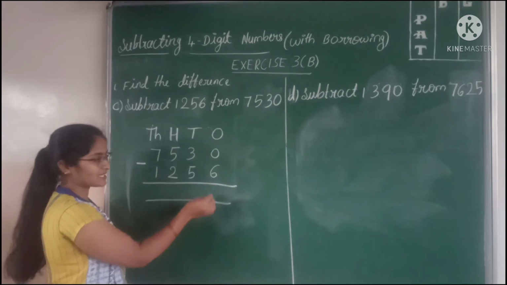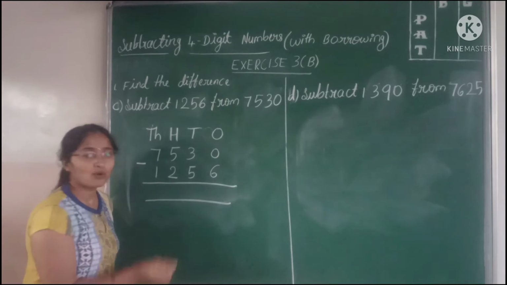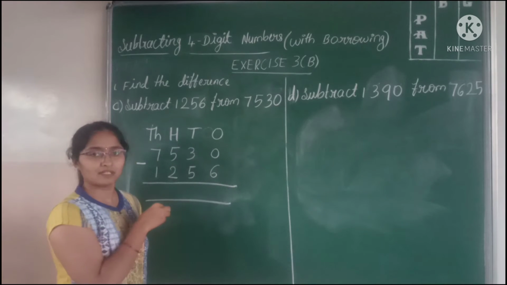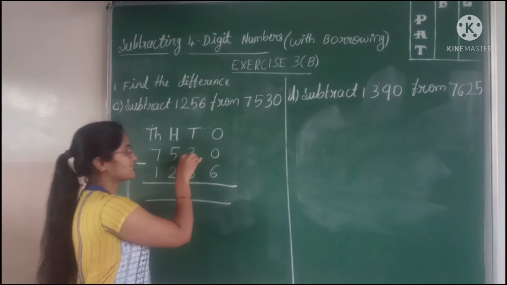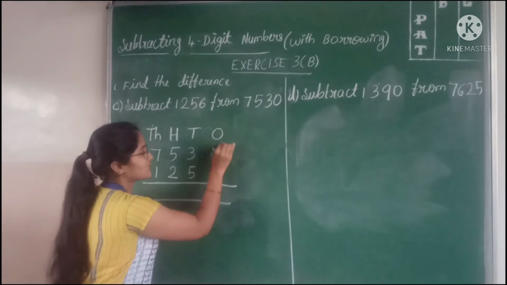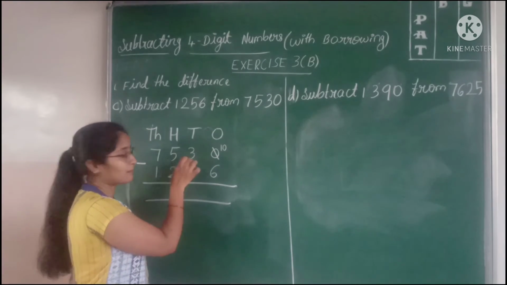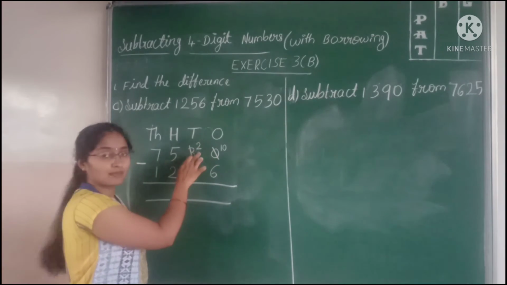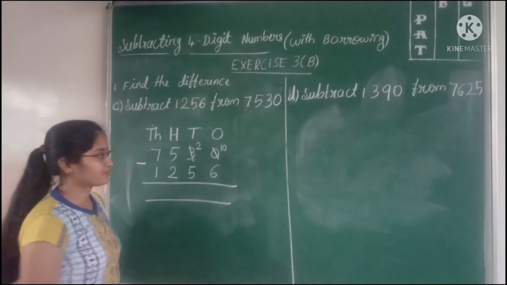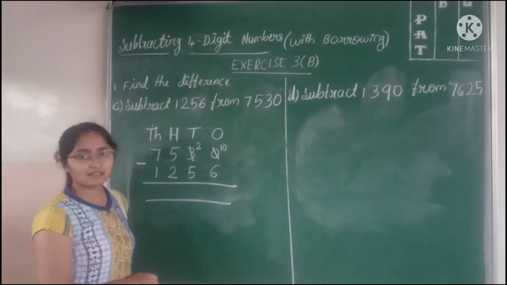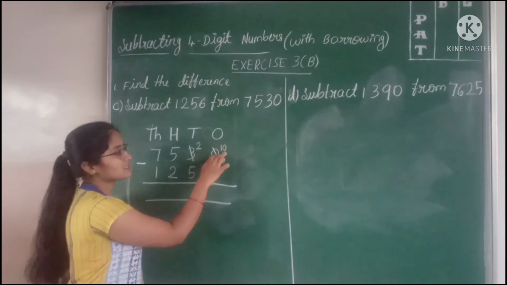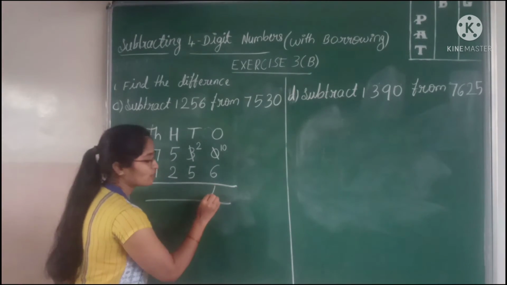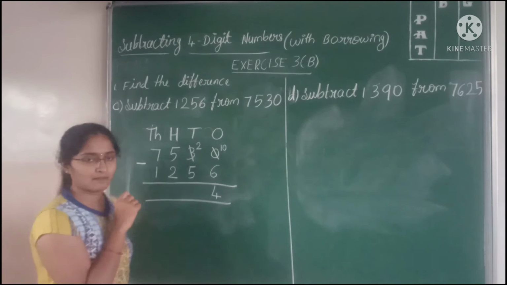So we cannot subtract a number from 0. So we can borrow from tens place. Here the tens place number is 3. When we borrow from tens place, this 0 will become 10. We borrowed from this number. So we need to reduce 1 from 3. So when we reduce 1 from 3, we got 2. So now subtract the ones place number, that is 10 minus 6. 10 minus 6 is 4. You can check the answer, children.